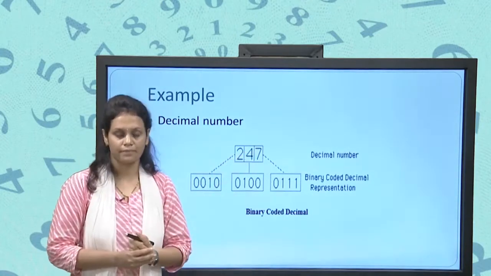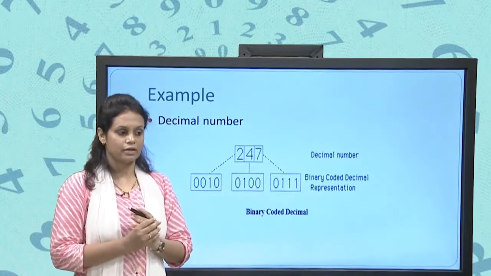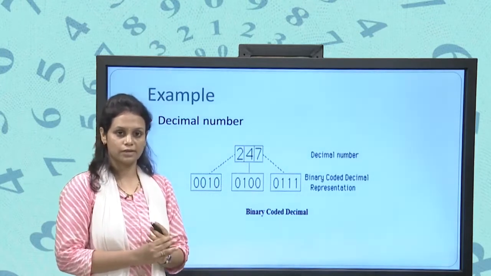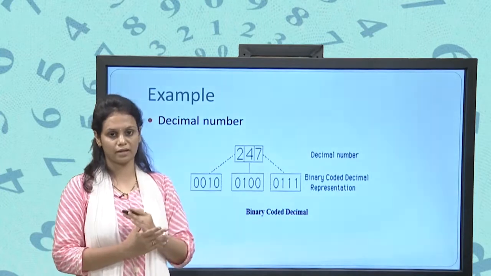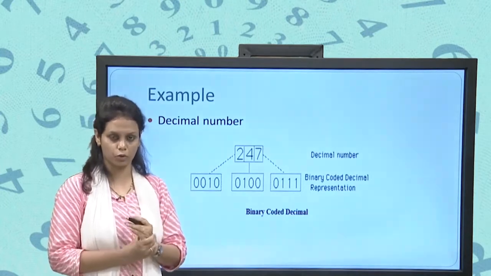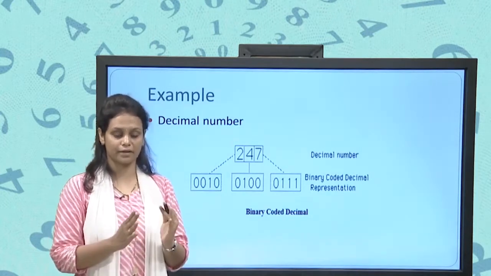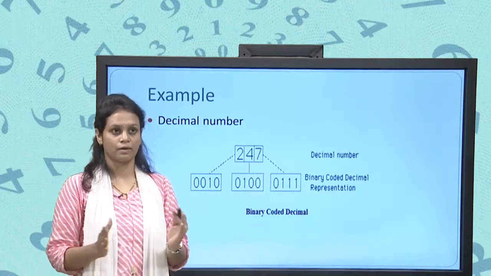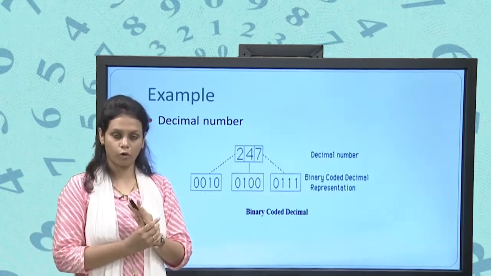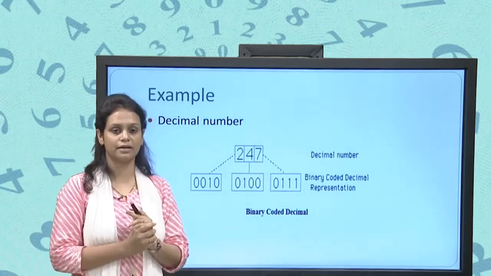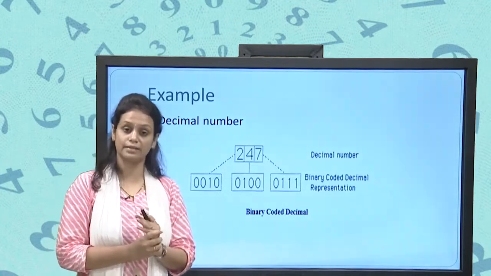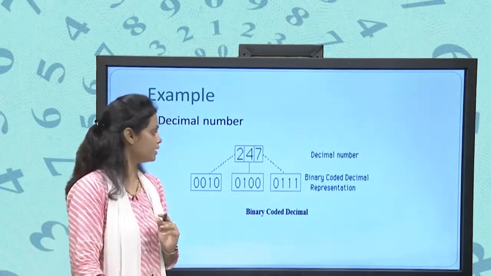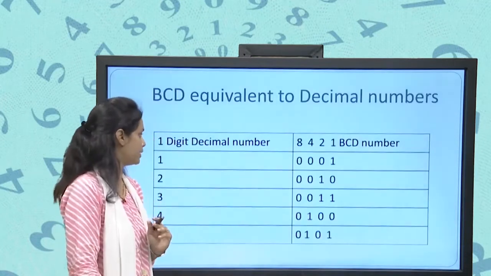I am repeating, for the conversion from decimal to binary coded decimal, first of all we will separate each and every digit in the decimal, and we will use 4 bits to represent a single digit of the decimal. We will see some more examples. Fine. So that's why you will get the proper idea.